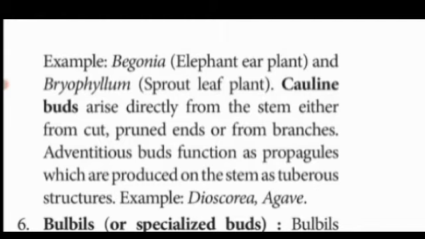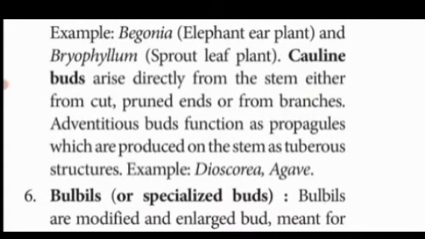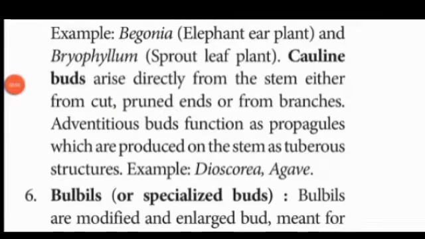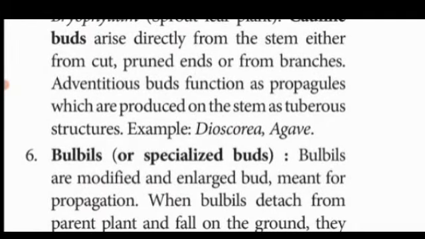Cauline buds arise directly from the stem, either from the cut region or pronged end or from branches. Adventitious buds function as propagules. Propagule means it is involved in the formation of young plants, which are produced on the stem as tubers.